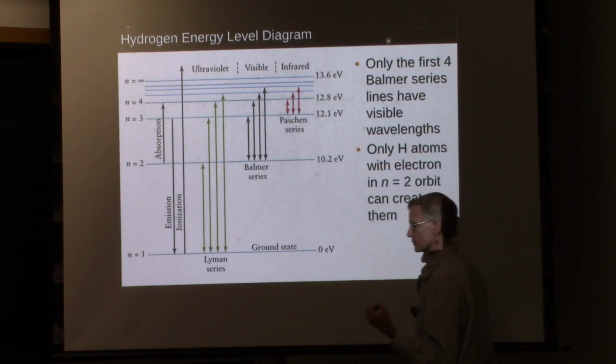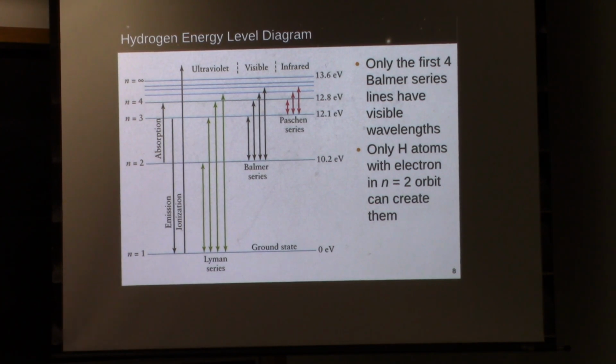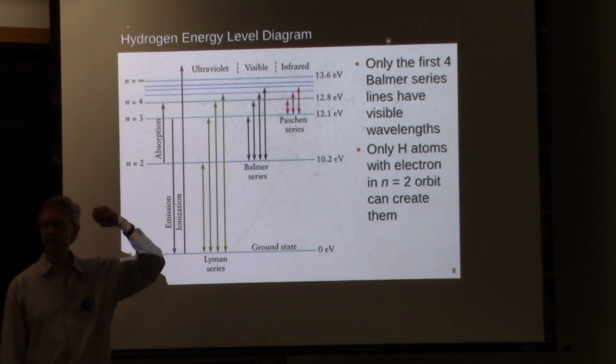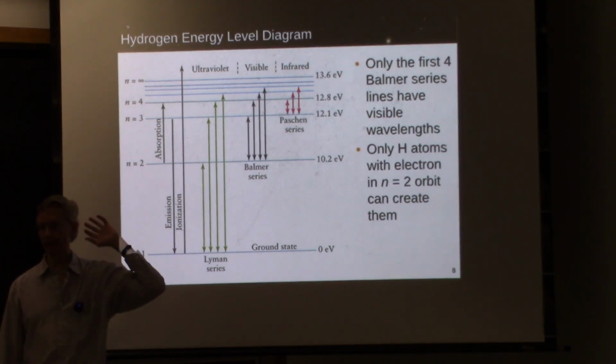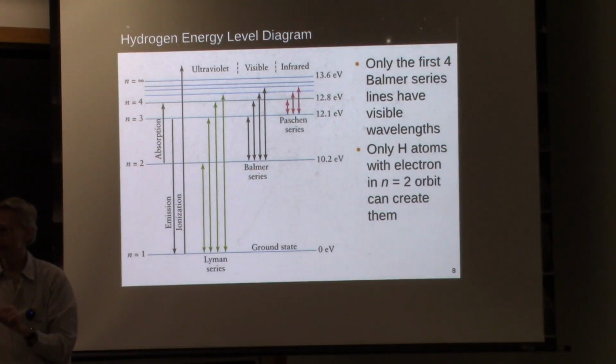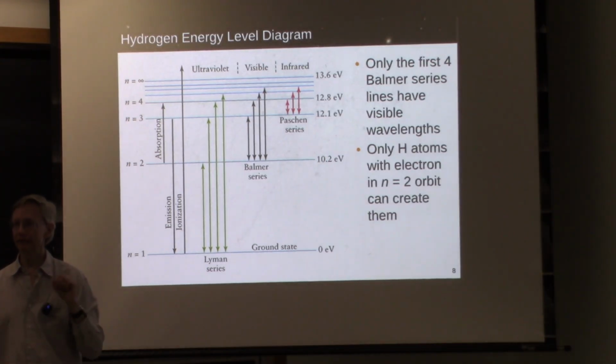For stellar spectra, we're talking absorption spectra, so we're looking for them being created by hydrogen atoms that start with the electron in n equals 2, absorb one of the Balmer series wavelengths, and use it to jump up to a higher energy level. And so that says, fundamentally, if we want strong hydrogen spectral lines, we need to have as many hydrogen atoms as possible in the n equals 2 state.